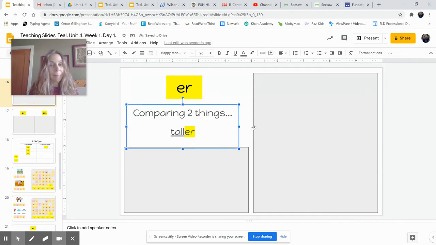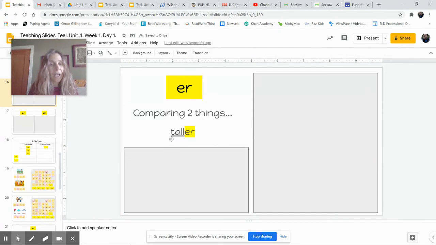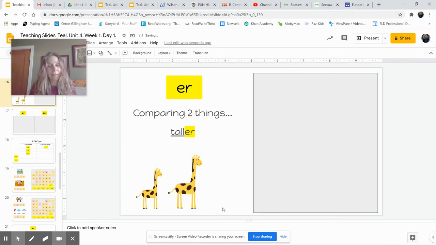I'm looking at my base word here, which is tall, and I'm adding my suffix er, taller. So that means that one giraffe is taller than the other giraffe. There's only two giraffes. Okay, so we're comparing those two giraffes. So we use that when we're comparing two things only.